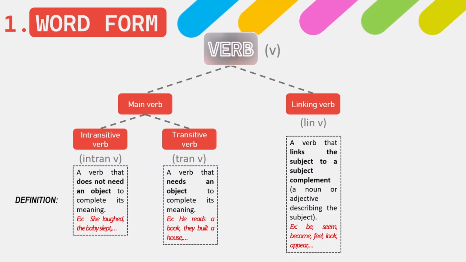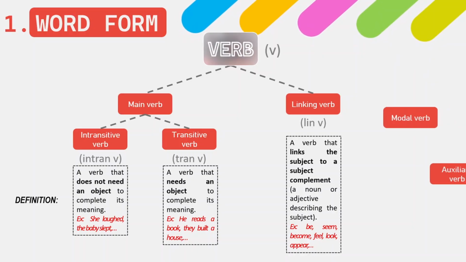And finally, a linking verb connects the subject of a sentence to a subject complement, a noun, pronoun, or adjective that describes or identifies the subject. It does not express an action. The complement renames or describes the subject. For example, be, seem, become, feel, look, and appear.